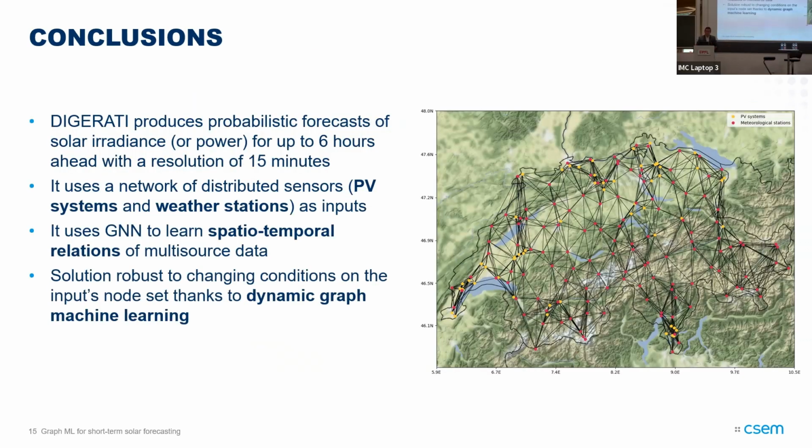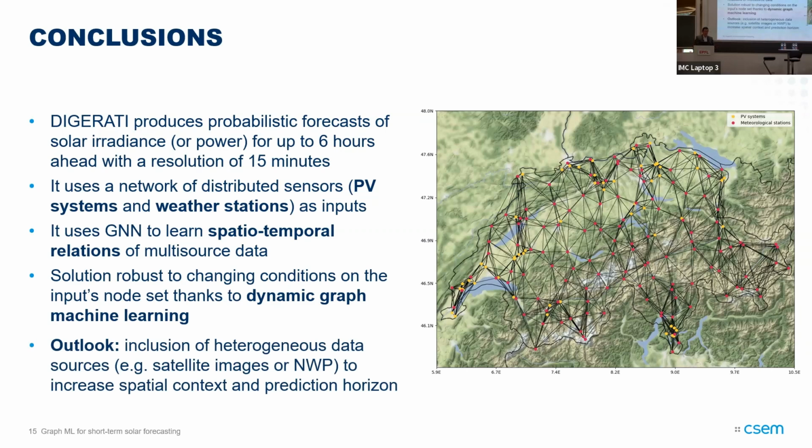Now, just to conclude my talk, I introduced the Digerati solution that we developed at CSEM. This solution is based on a ground-based sensor network that uses data from PV systems and from weather stations. It uses graph neural networks to learn the spatio-temporal relationships. And most importantly, it is robust to changes in the data itself and in the node set, and it can fill gaps in the data.